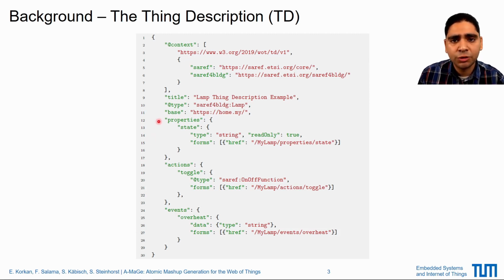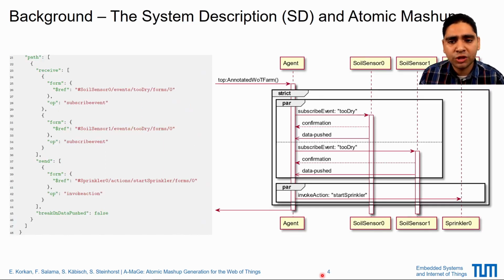And they are grouped in properties, which are the states that the device exposes, actions, which are physical actions that can be invoked, and events, which are notifications that can be emitted from the device. This alone, however, is not enough to describe a whole system, and therefore an extension was proposed called the system description, and the system description is the same JSON-LD document with extended keywords, and it allows the description of mashups using small building blocks called atomic mashups.